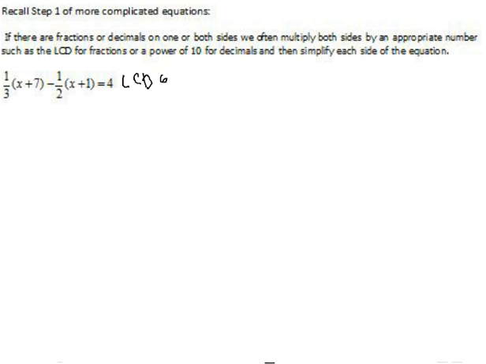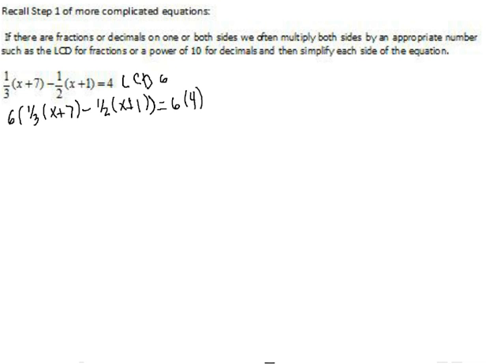So we'll multiply both sides by 6, and 6 times the quantity 1/3 times the quantity x plus 7, close parenthesis, minus 1/2 times the quantity x plus 1, now closing the outside parenthesis, where over here with the 6, and that equals 6 times 4. We've now multiplied both sides by 6.